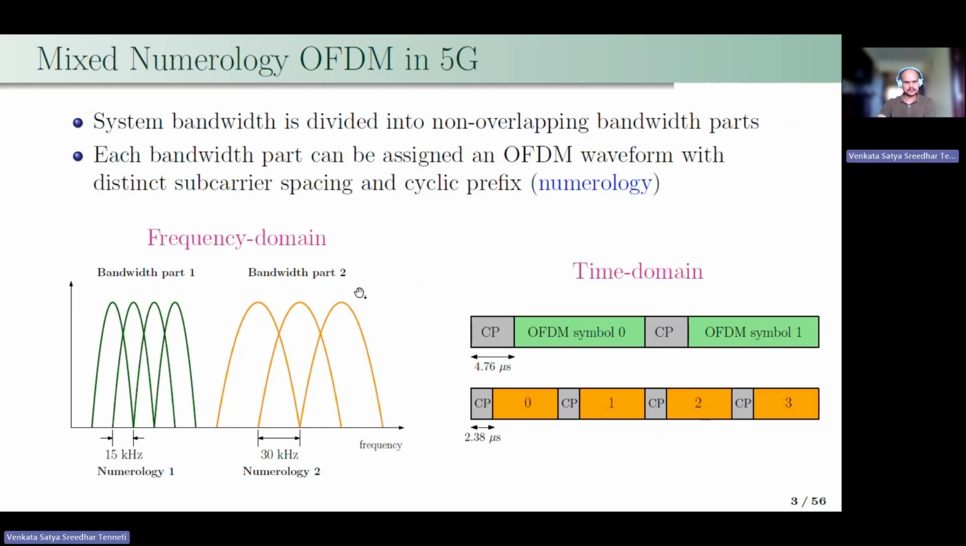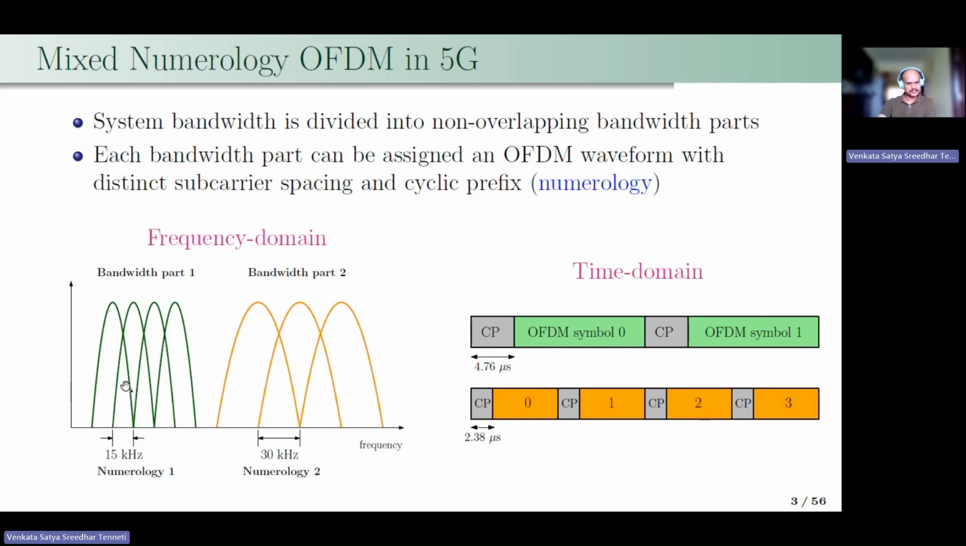Here I am showing a mixed numerology OFDM system with two numerologies. The figure on the left shows the frequency domain view, and the figure on the right shows the time domain view. Here, as you can see, the subcarriers shown in green color belong to bandwidth part 1, and the subcarriers shown in orange color belong to bandwidth part 2. You can notice that the subcarriers belonging to different bandwidth parts use different parameters.